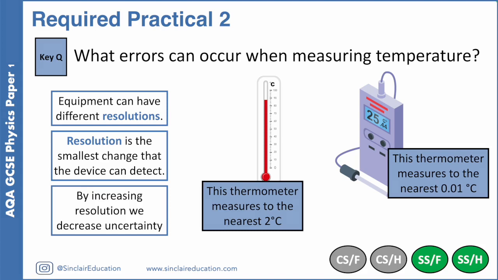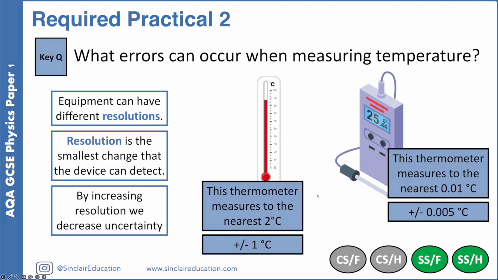Now, if we have a higher resolution, a benefit of this is we decrease our uncertainty. So here, it does mean if we take a reading, we could be a whole degree out. So our uncertainty is your resolution divided by 2. So here, our uncertainty is plus or minus 1 degree C. While in this one, our uncertainty now is plus or minus 0.005 degrees C.